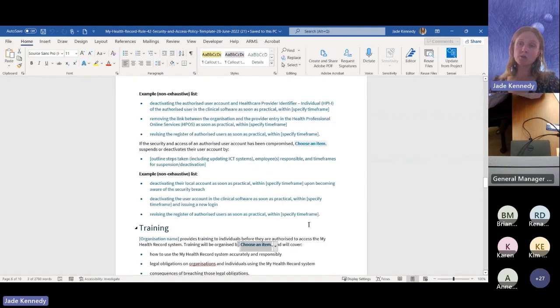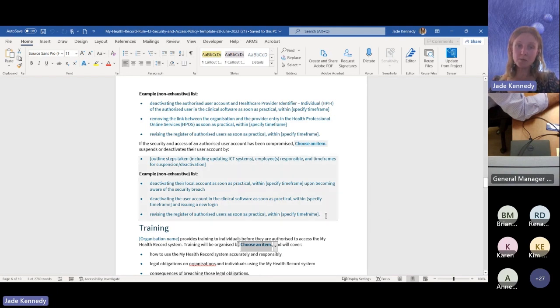One of the main goals with this policy template was to make things easier for the healthcare organisation when they are preparing their security and access policy, but also making sure that the template allows organisations to really adapt the policy to their organisation. Prior to this template being released, there were some other templates available that were a lot more prescriptive, and we did find that organisations weren't necessarily adapting the policy template to their organisation. So that's really the aim here.